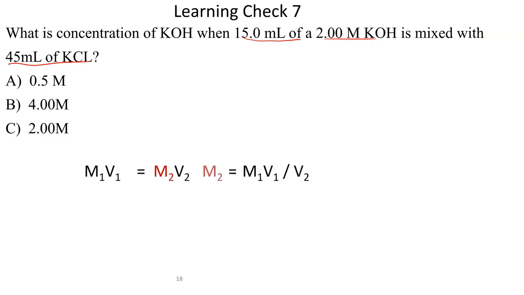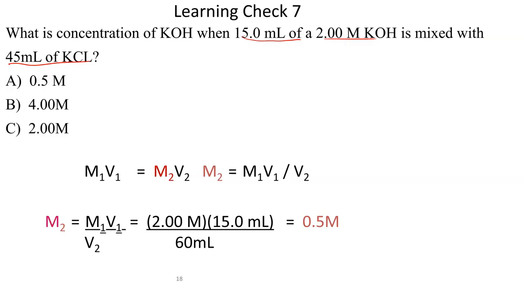So here's our formula. Generic, nothing changes. You can pretty much just memorize this. M2 equals M1 V1 over V2, and that's how you just handle it. So plug and chug. 2 times 15. Notice 60. Where did it come from? 15 plus 45. That's where it came from. So we had a 0.5 molar solution. That's how you deal with concentration of solutions and the different calculations.